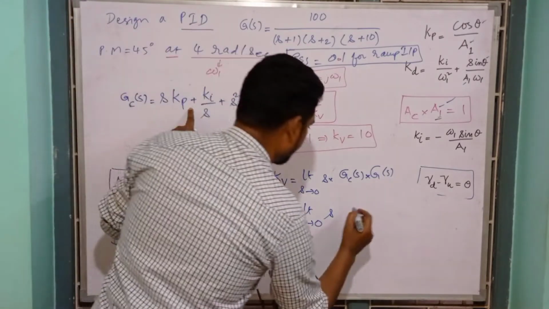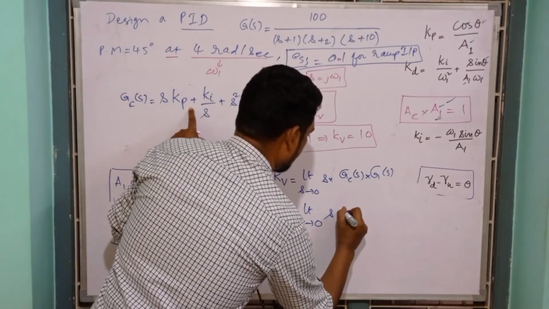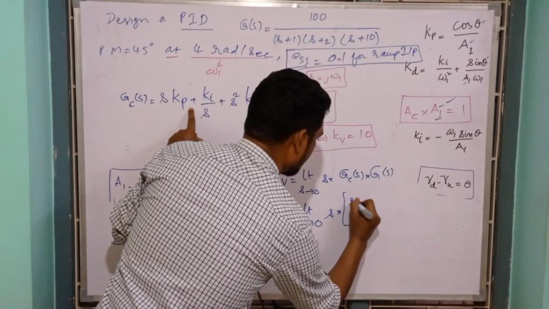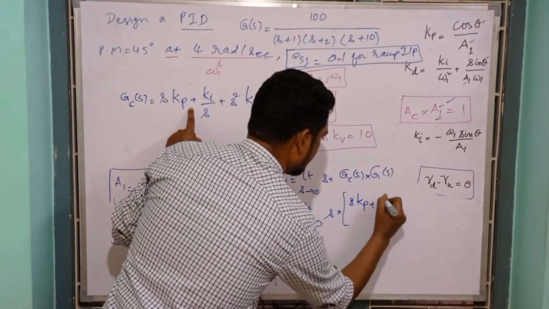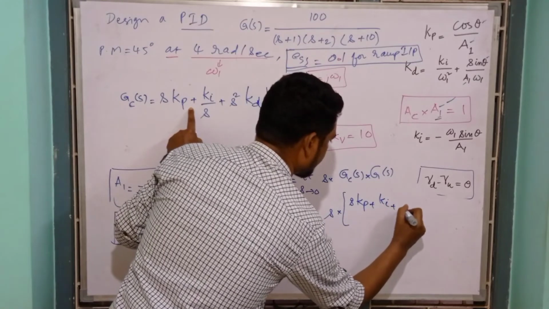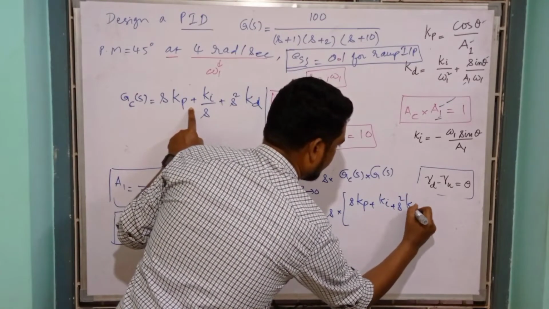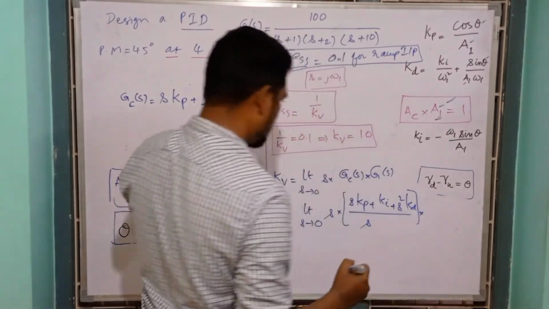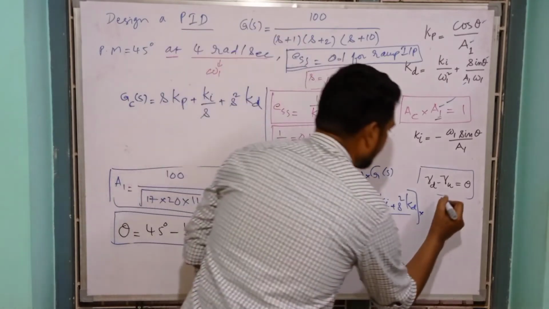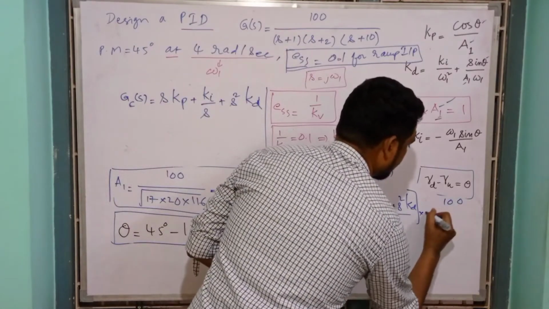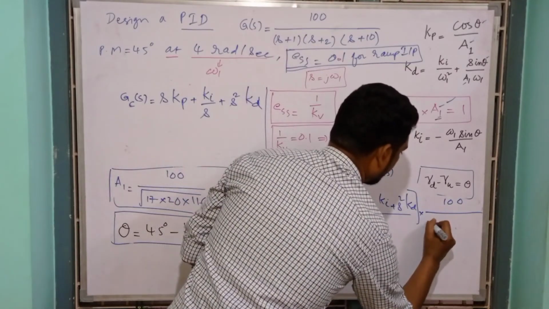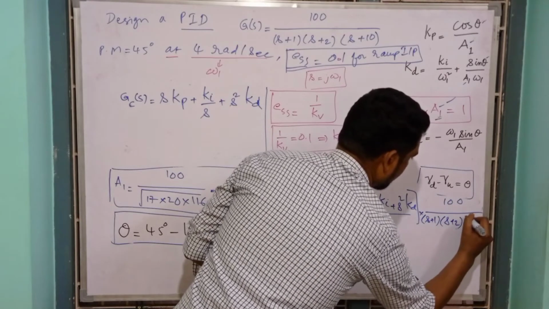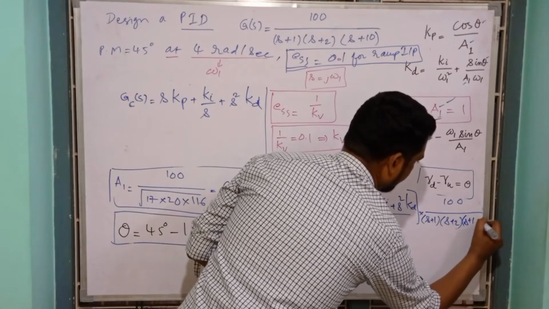What is that? This expression, (s Kp + Ki + s square Kd) whole by s, into G(s). We need to plug in this one also, that's 100 by s plus 1, s plus 2 into s plus 10.